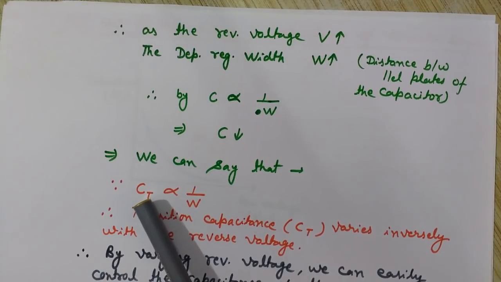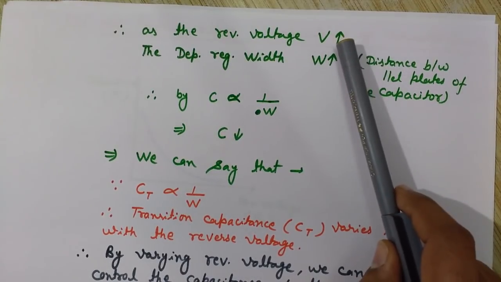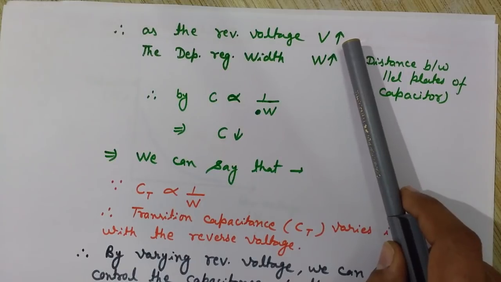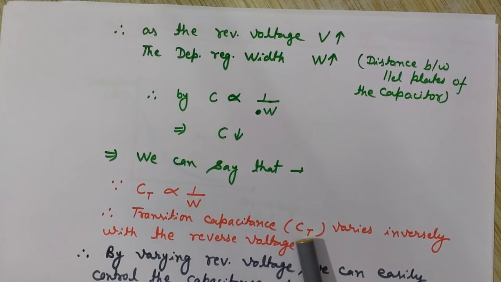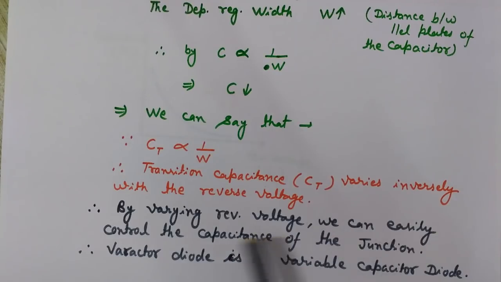So now we have control over the capacitance of this varactor diode by just changing the reverse voltage across this PN junction. So we can say that this transition capacitance CT, T represents the transition, varies inversely with the reverse voltage. So by varying the reverse voltage, we can easily control the capacitance of the junction. Therefore, a varactor diode is a variable capacitor diode. Okay, I think it's clear.